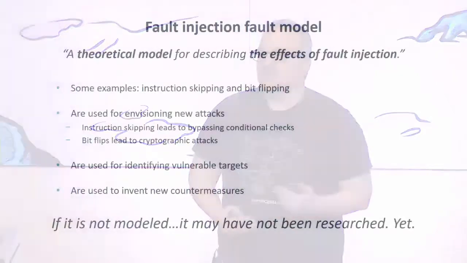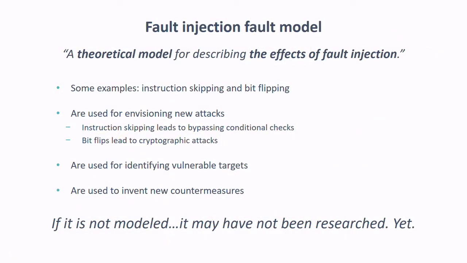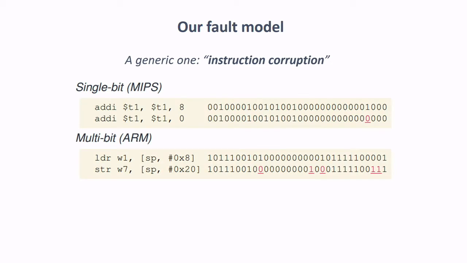The problem is that if you don't have a model, it might not have been researched yet. And the point that we are going to describe here is that we have a new fault model. Instead of thinking of instruction skipping and bit flipping, we think of instruction corruption. You have a normal instruction where you flip bits and modify the actual instruction which is executed. You see those examples, for example for MIPS, where one bit flip makes the addition go from adding 8 to the register T1 to adding 0 to T1.